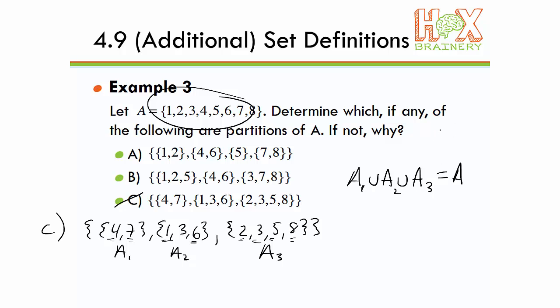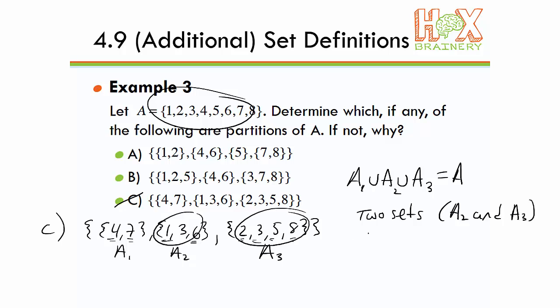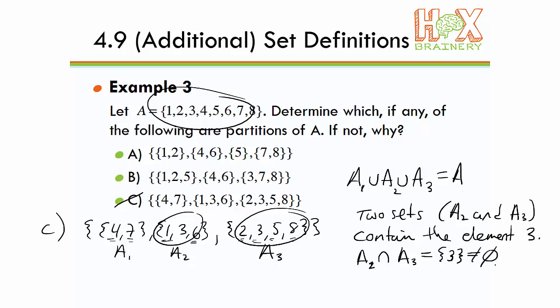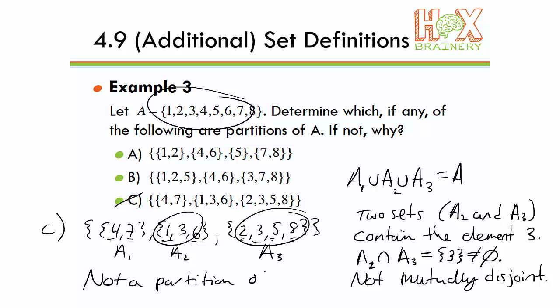But what about that second condition? Are these all mutually disjoint? And they're not. So two sets, specifically A2 and A3, contain the element 3. So A sub 2 intersection A sub 3 equals the set containing the element 3. It's not the empty set. So these are not mutually disjoint, so it can't be a partition. So I'll put not mutually disjoint. And we'll say not a partition of set A.